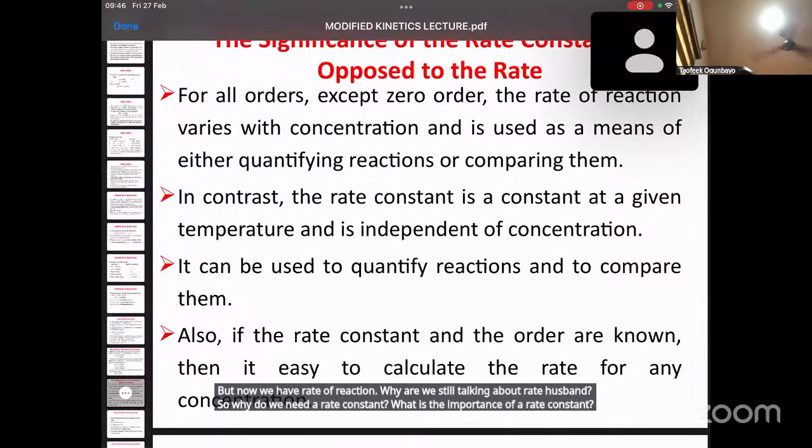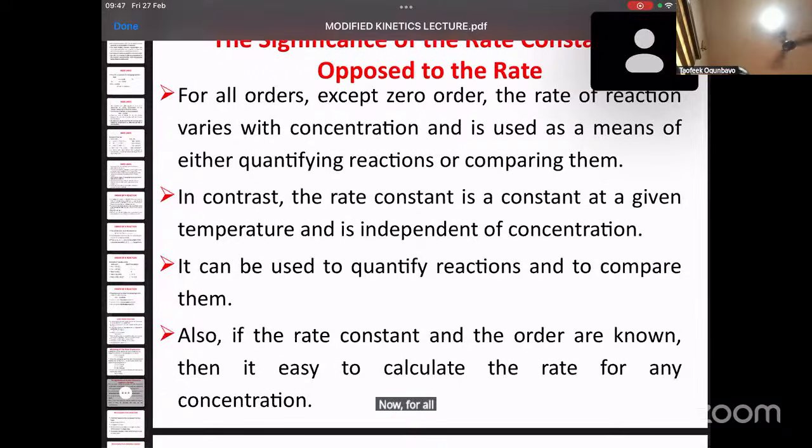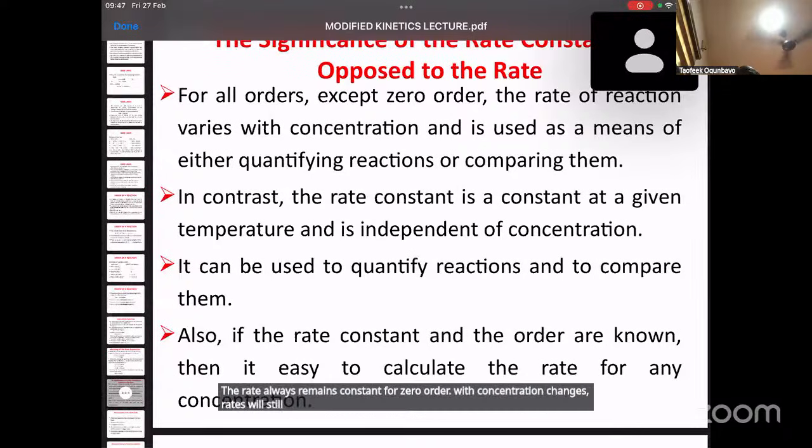Now, for all orders of reaction, except zero order, because remember with zero order, the rate always remains constant. With concentration changes, rate will still remain the same. Now, the rate of reaction varies with concentration.